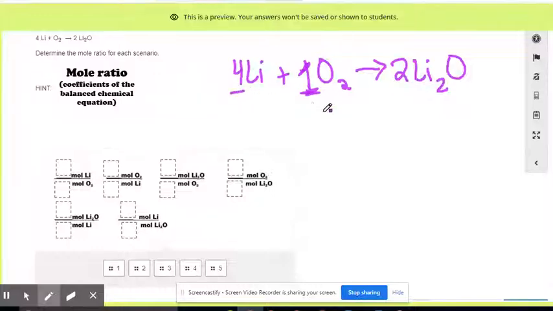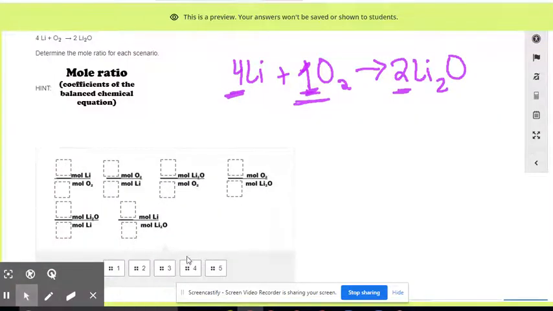So we have a 4, a 1, and a 2. Those are our coefficients. Remember that yesterday, right? So we're writing in just what the mole ratio is. That means that we're just looking at the coefficients. So for this first one, it says moles of Li to moles of O2. Li has a 4. So we're going to grab that 4 and we're going to put that into that top box.